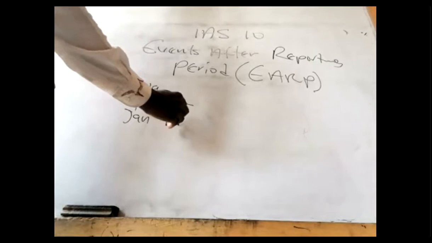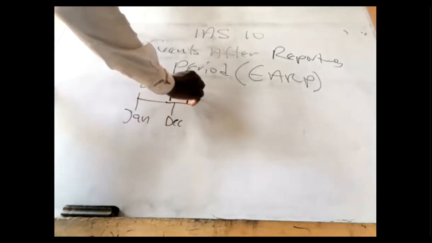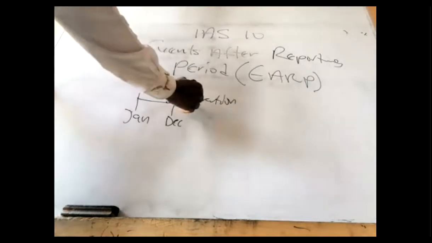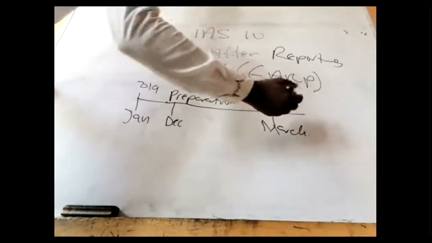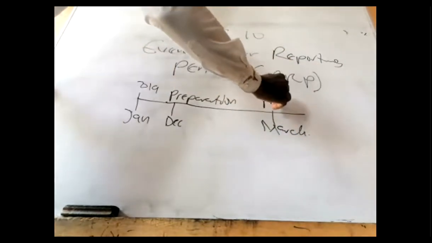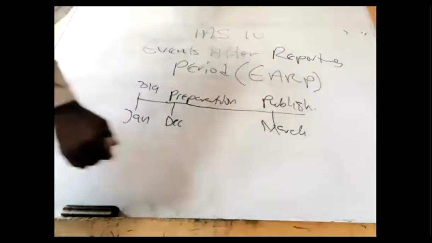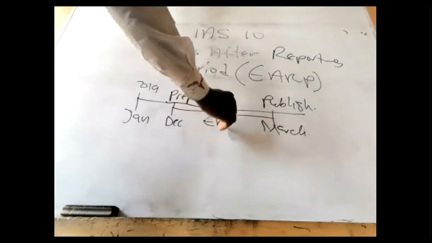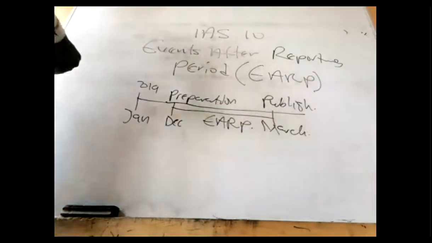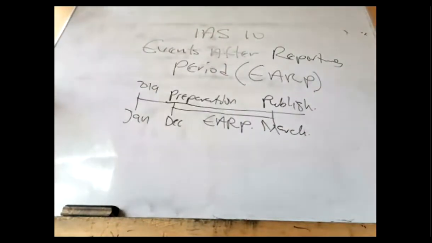So the preparation date, and let's say March, that is the publishing date. Good. So this is what we refer to as an event after the reporting period. That is all. Formally, we called it event after balance sheet date, and then it became event after reporting date. Then we have event after the reporting period, basically.